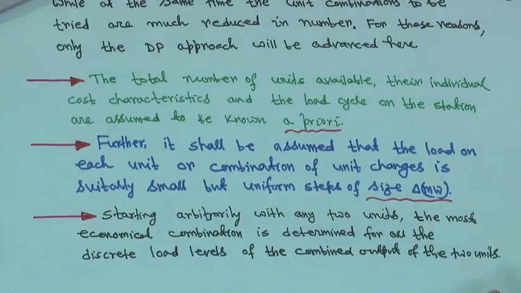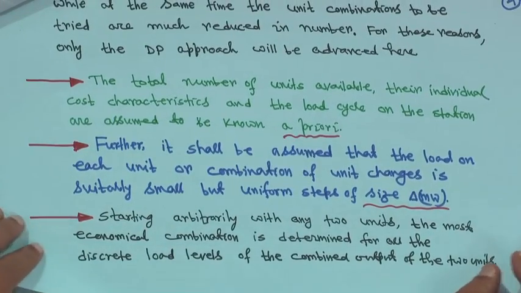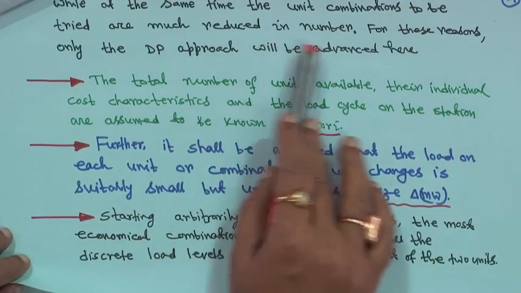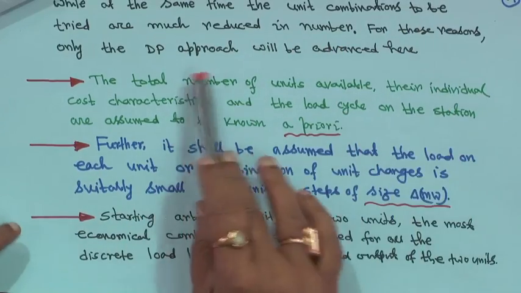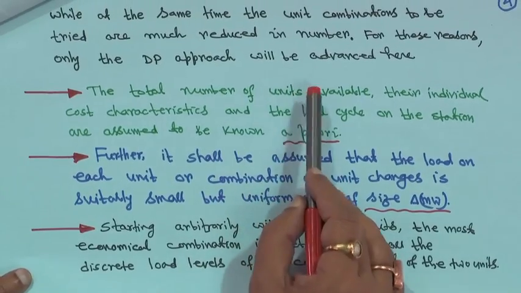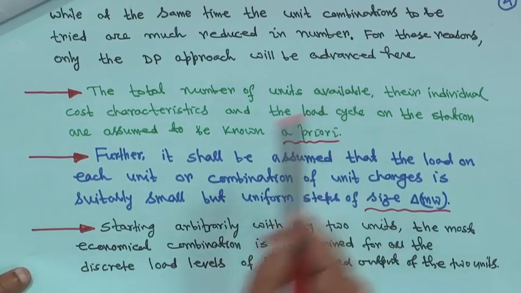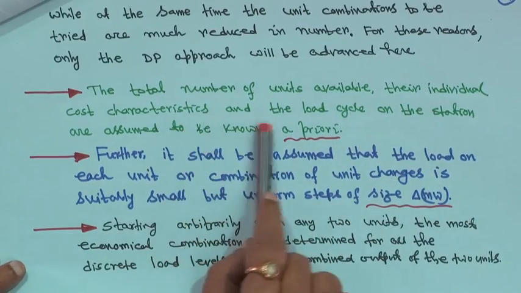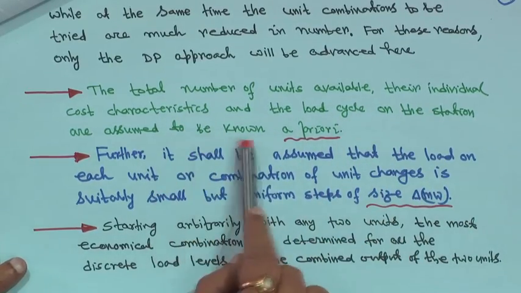So, in this case coordination equation is not required, while at the same time the unit combinations to be tried are much reduced in number. For this reason only the dynamic programming approach will be advanced, or only a little bit of dynamic programming we will see. The total number of units available, their individual cost characteristic and the load cycle on the station are assumed to be known a priori.